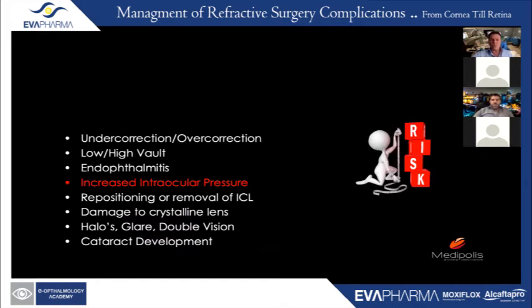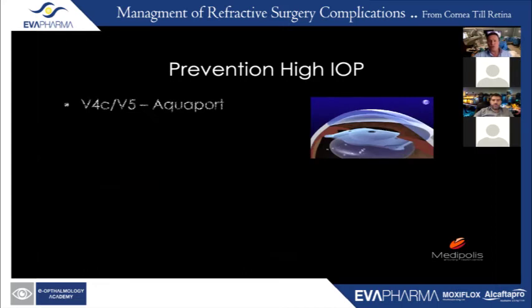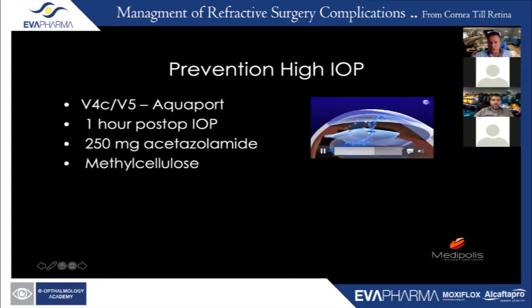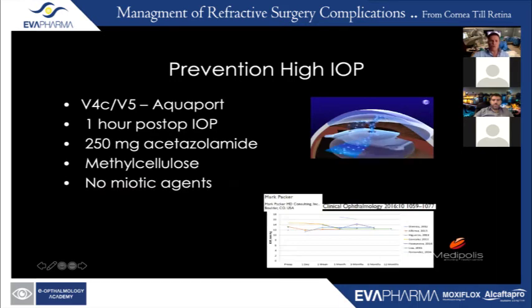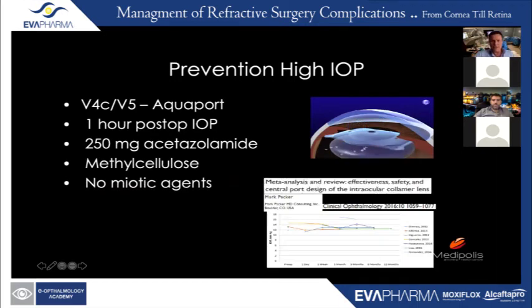I already touched on the subject a little in my previous points, and I'm going to talk about increased intraocular pressure. With the introduction of the V4C and the V5, with the Aquaport, the 360 micron central hole, we have not seen pressure spikes anymore in 9 years. Of course, we take great care in preventing it by giving 250 milligrams of acetazolamide 1 hour before surgery, immediately after surgery, and 1 tablet for the patient to take home, to be taken with the next meal.